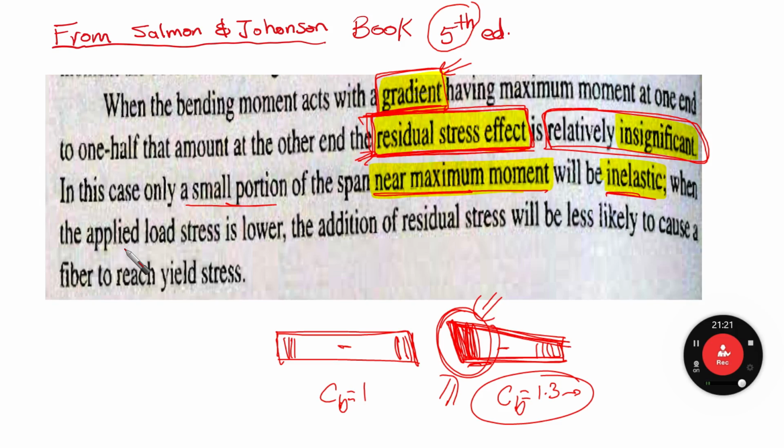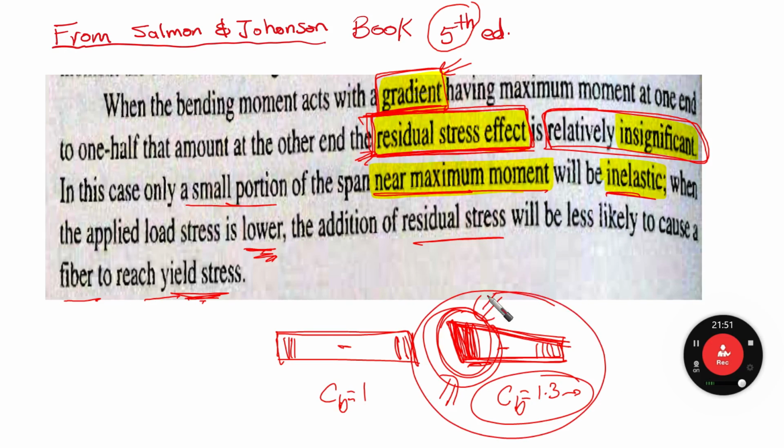But when the applied load stress is lower, the addition of residual stress will be less likely to cause a fiber to reach yield stress. So this is the rationale behind the moment gradient, and why we take CB higher. CB higher than 1 means that we are increasing the resistance, the nominal flexural strength, right?